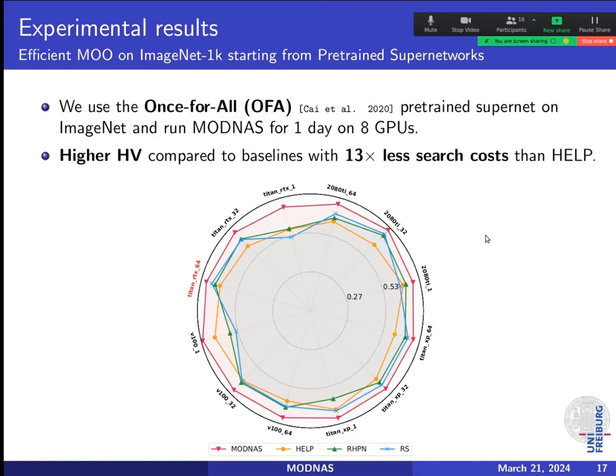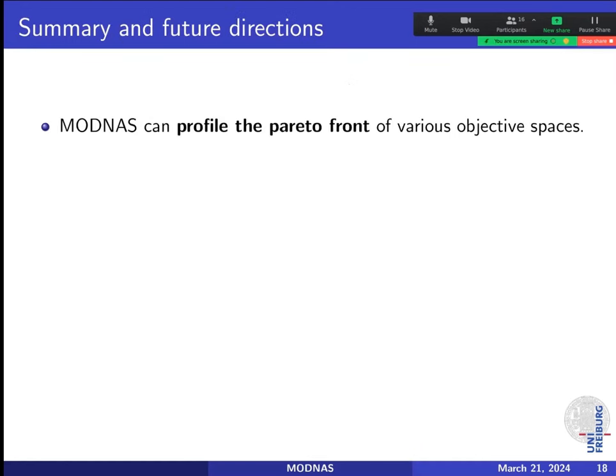This is because what HELP does is train a performance predictor using the one-shot weights. For that, they have to sample a lot of architectures to train this performance predictor and do forward passes. So that is still expensive on ImageNet. Then they run evolutionary search using that performance predictor. While we don't need that, we use the one-shot weights directly. Right, and that was it.